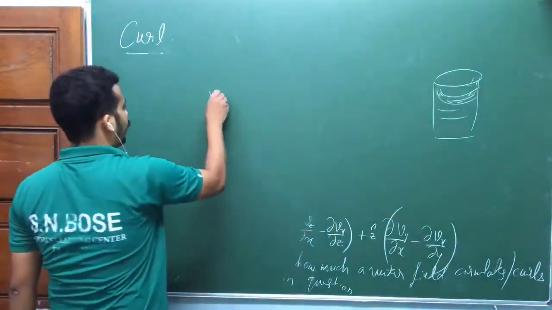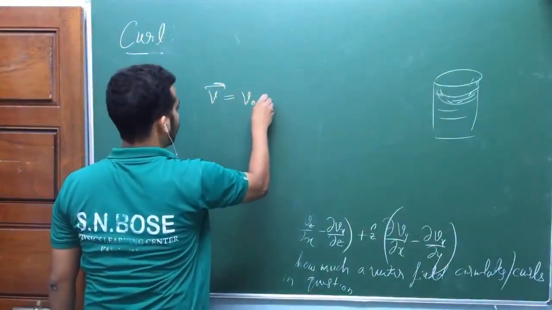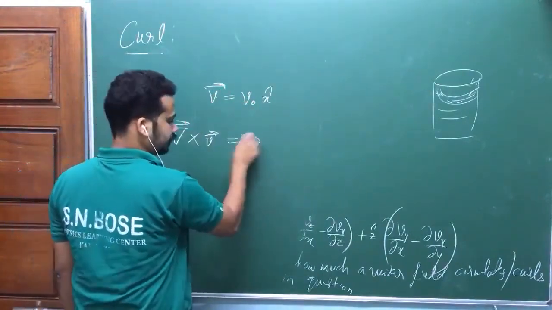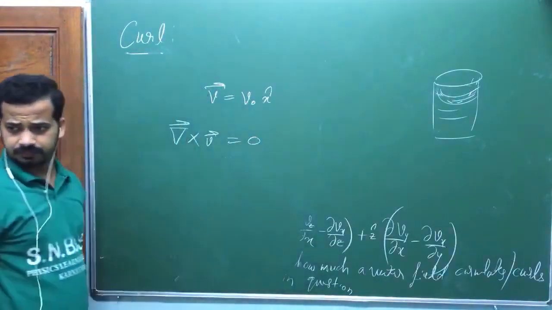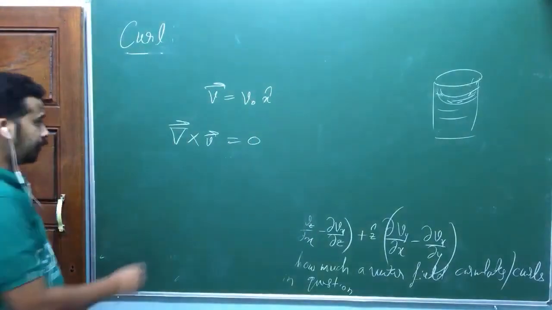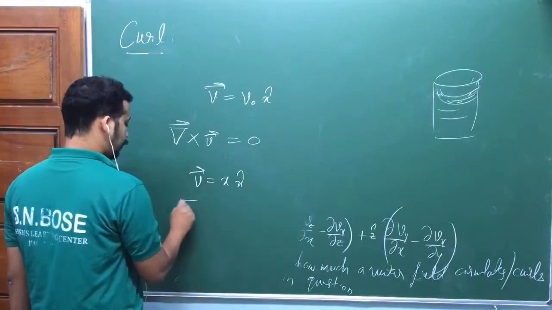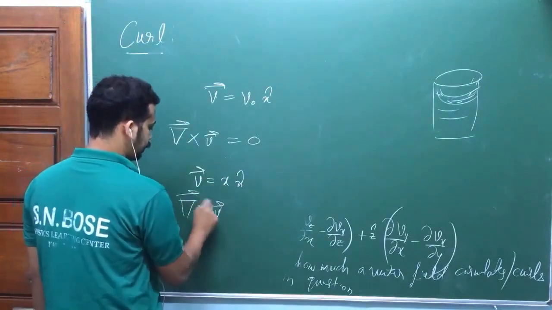Suppose you have a vector field like V naught times x cap, then del cross V is equal to 0. You can show that. Suppose you have a vector field equal to x times x cap, then also the curl is 0. Check this out.